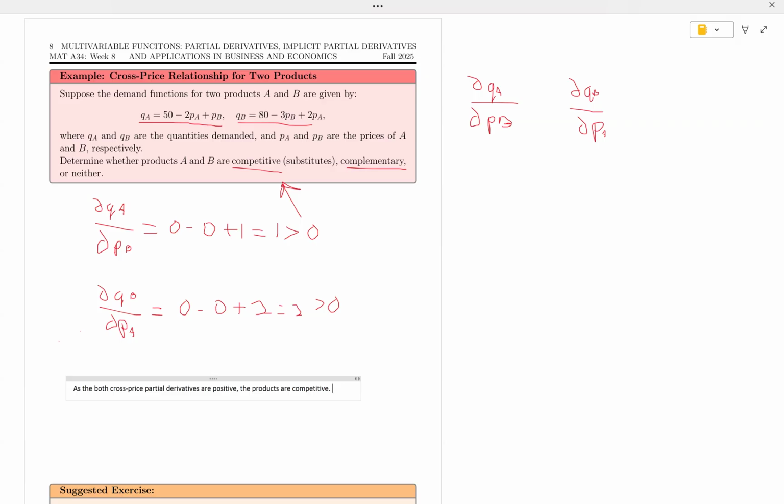But the important thing is that in order for them to be competitive, both partial derivatives have to be positive, and in order for them to be complementary, both derivatives have to be negative. Otherwise, it's neither competitive nor complementary.